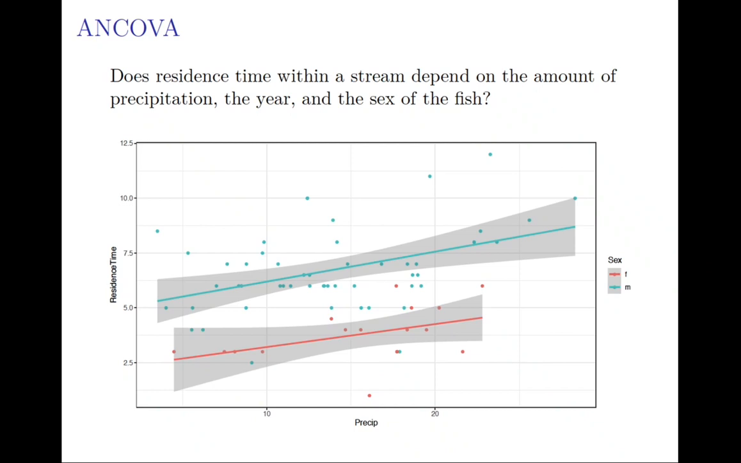So there is a positive relationship between precipitation and residence time, and the genders also have significant relationships, that males always have longer residence time than females across all precipitation types.